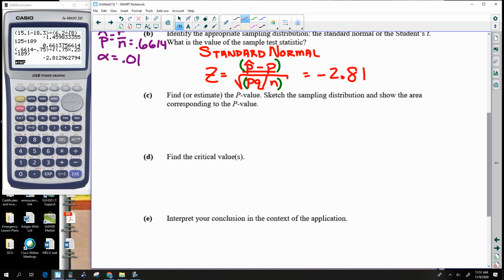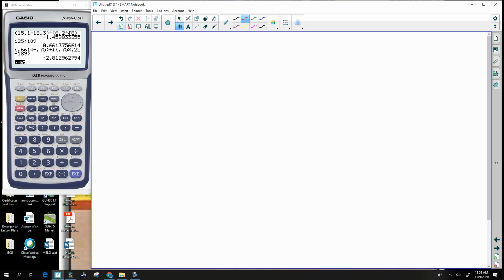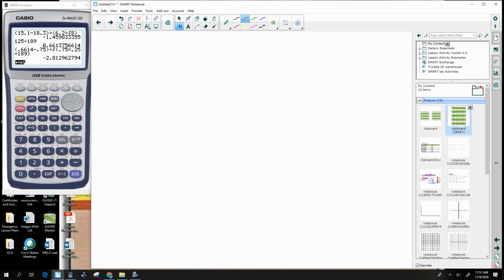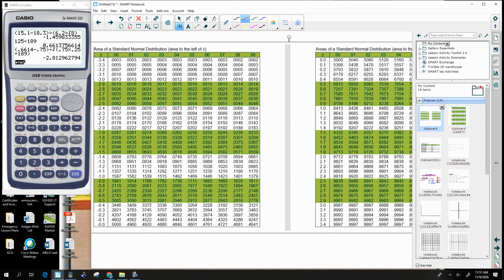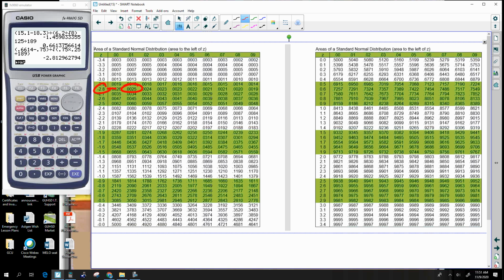All right, this is a left tail, so this is a one tail. My p-value is based upon this z of negative 2.81. I always look it up as a negative no matter what, so this is already negative. That's good. So negative 2.81, 0.0025.